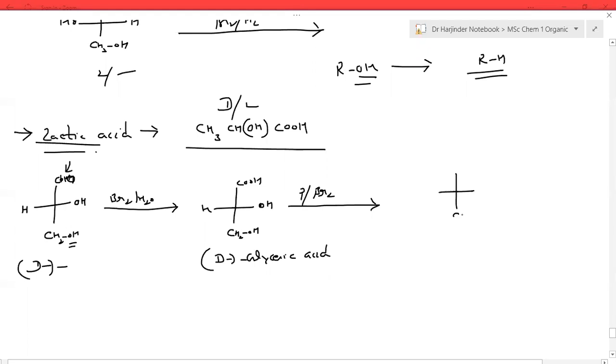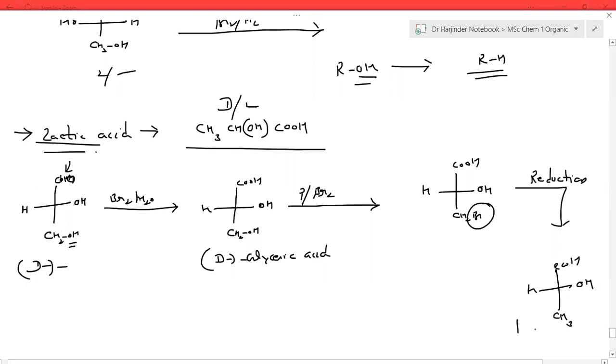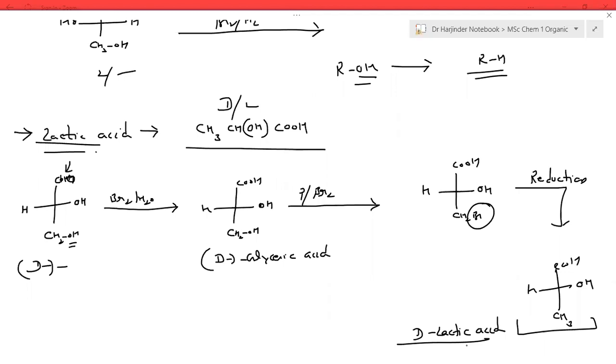So you will get the corresponding alkyl halide, and then reduction. This Br is now removed. You will get lactic acid, and this lactic acid will be D-lactic acid. Similarly, you will start from L-glyceraldehyde, and by using the same reaction sequence, you will get L-lactic acid.